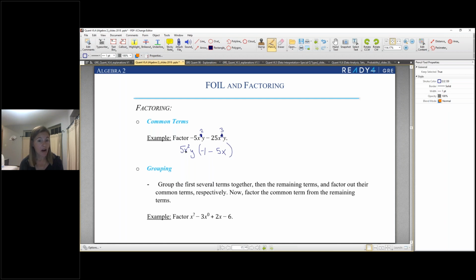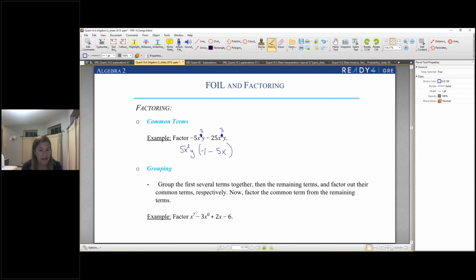So just to say that again, we pull the 5 out of the 25, so we're left with minus 5. We pull the x squared out of the x cubed, which gives us 1x that's still left. And the y out of the y means the y is gone totally. So we get minus 1 minus 5x. Cool. So that's an example of factoring out common terms. We pulled out the biggest term we could pull out there.